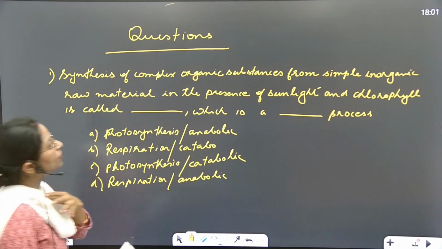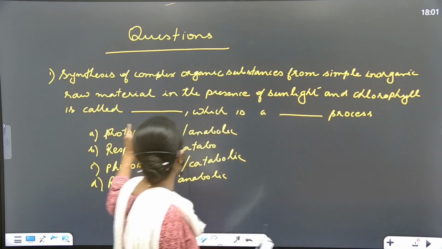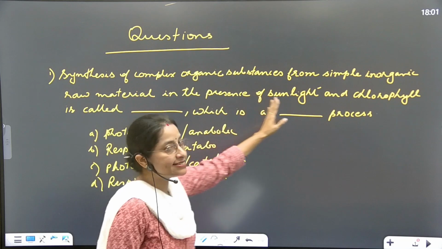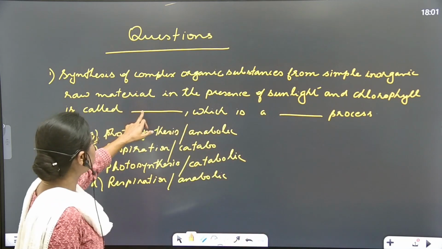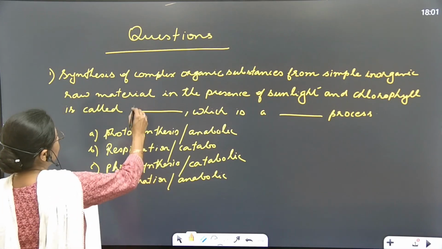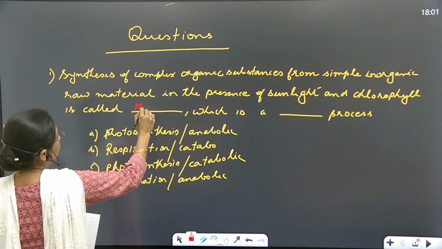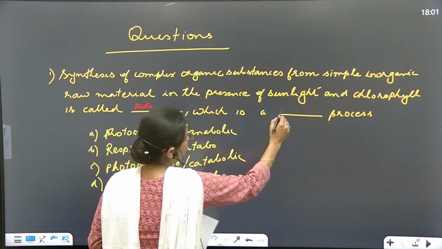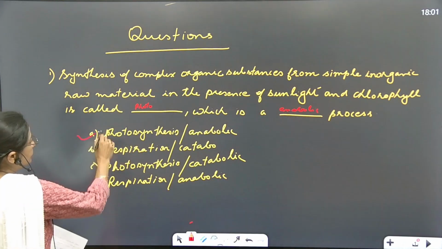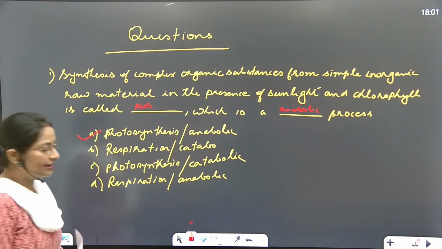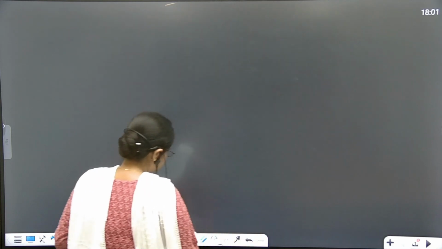Synthesis of complex organic substances from simple inorganic raw materials in the presence of sunlight and chlorophyll is called, and this is a dash type of process. I think this is the first thing that we studied in the first class, right? So which process are we talking about? We are obviously talking about photosynthesis, right? And what type of process is it? Anabolic. So the first answer is photosynthesis and anabolic. We'll go to the next question.